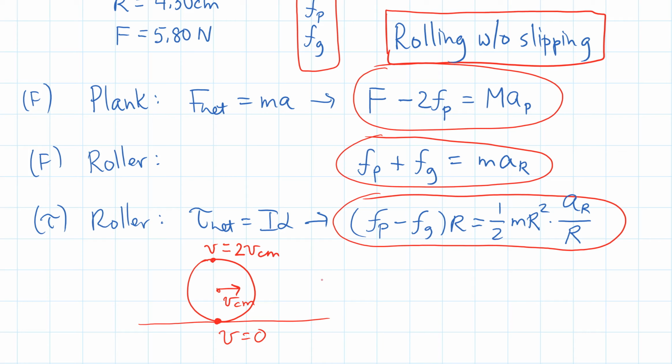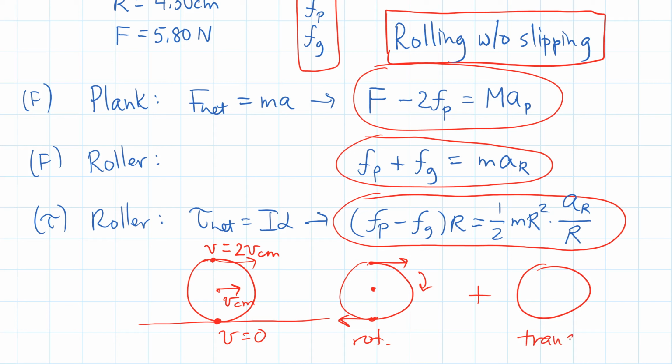And this is the fact that rolling without slipping is rotational motion with something pinned down, so velocities look like this. Okay, so this is just pure rotation plus pure translation, where all points are moving with the same speed.